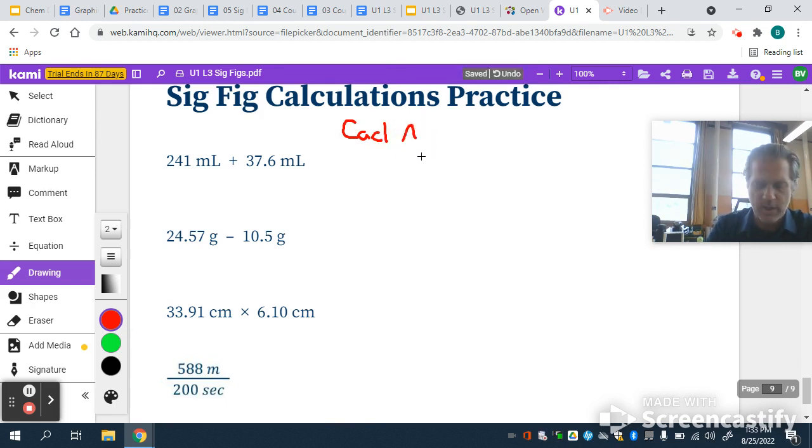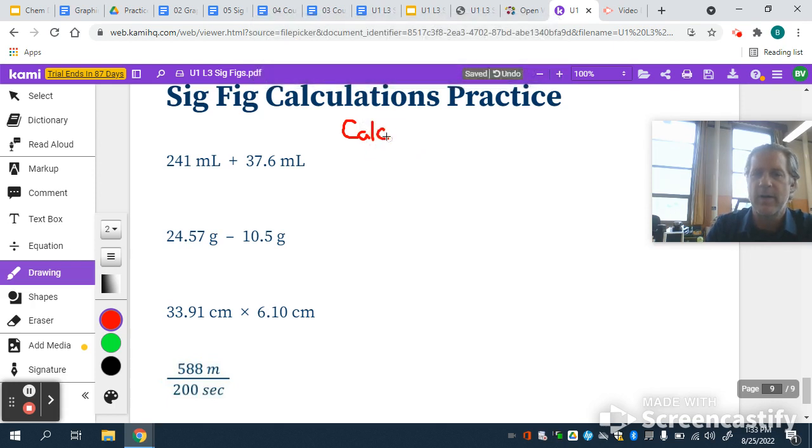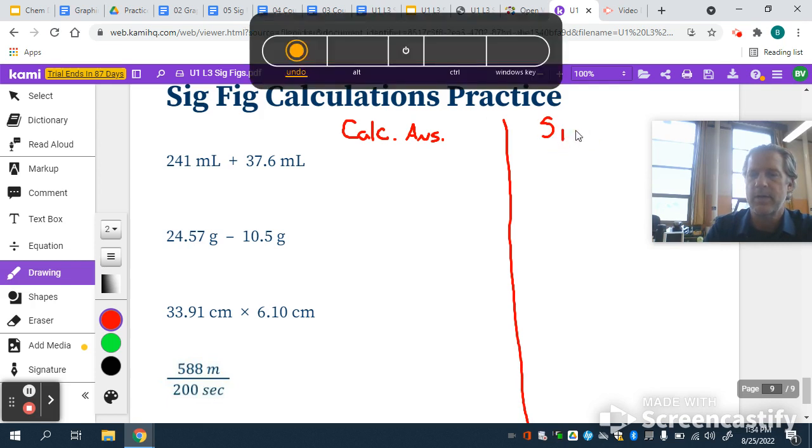Oh man, if I could spell, that'd be great. It's C-A-L, calculator answer. And then that can help you round better when you're getting your final, your sig fig answer.